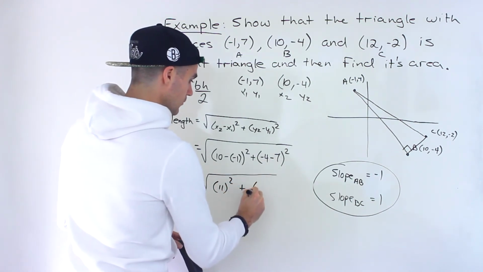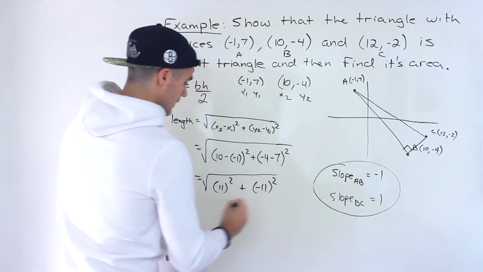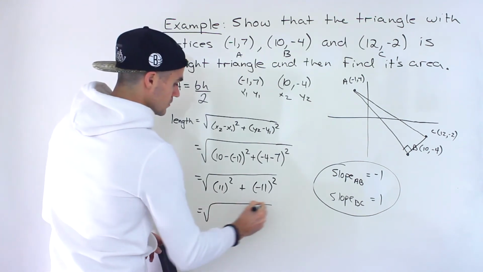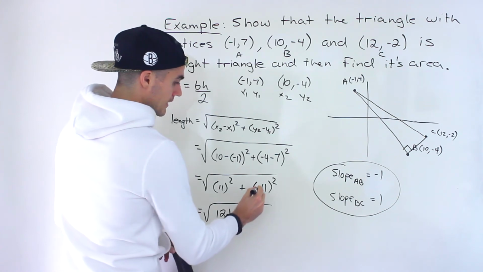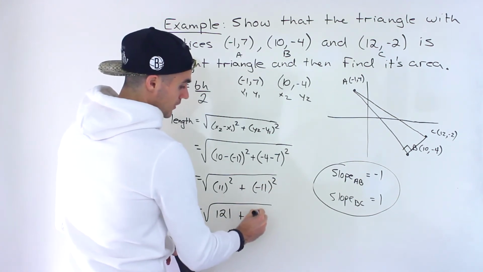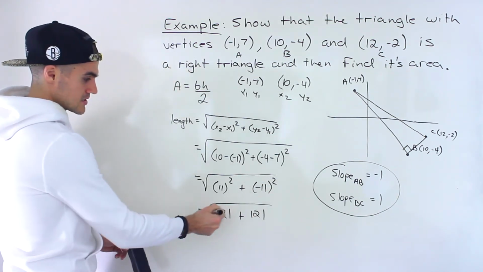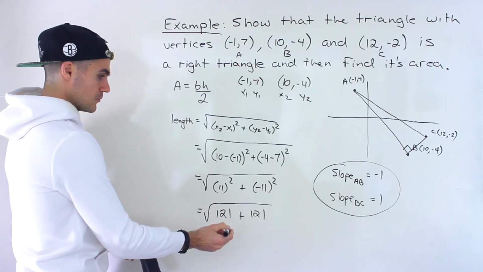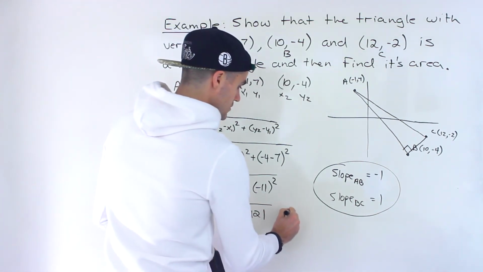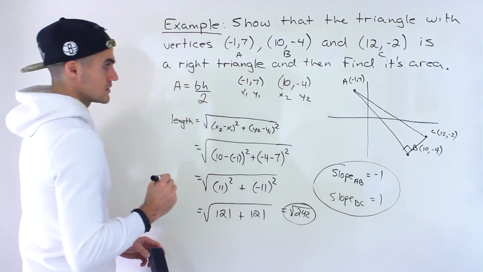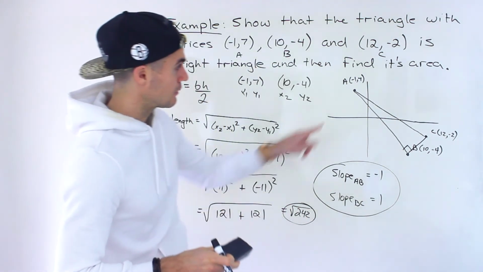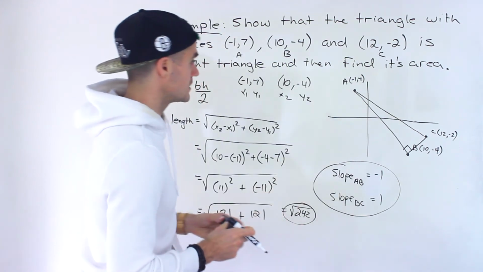Over here, we'd end up with -11. Now, 11 to the power 2 is 121, and then -11 to the power 2 is 121 as well. And so adding these up, we would end up with 242. So the square root of 242. That's going to be the length of AB.